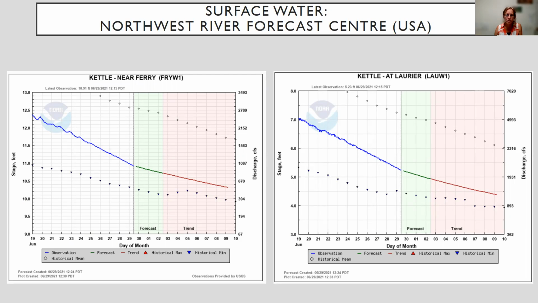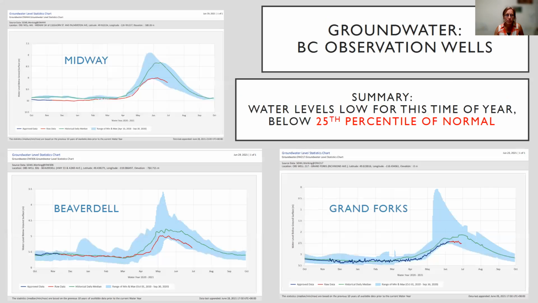We've got 2 US stations on the Kettle River, one near Ferry, which is at that Midway area, and one as the Kettle River leaves Grand Forks in Canada, just south of Christina Lake. Again, below average, that's that upper line there, and getting close to that minimum level for this time of year.